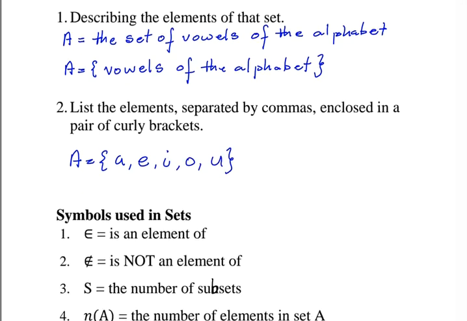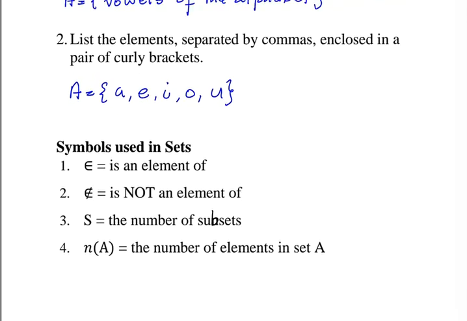Some symbols used in sets. The first symbol, symbol number 1, means is an element of. So using the set A above as an example, I could say that little a is an element of the set big A. Or I could say that E is an element of the set big A. So the first symbol means is an element of. The second symbol, is not, means is not an element of. So I could say B is not an element of the set A.